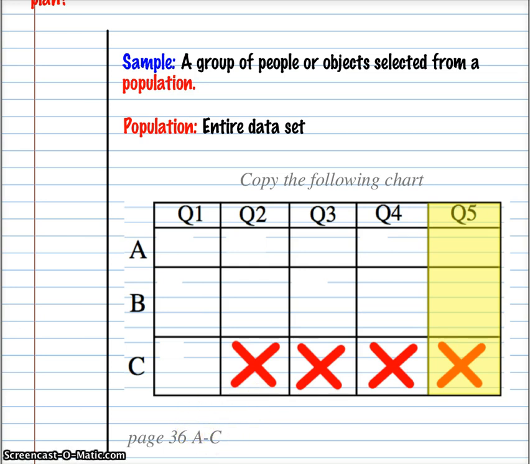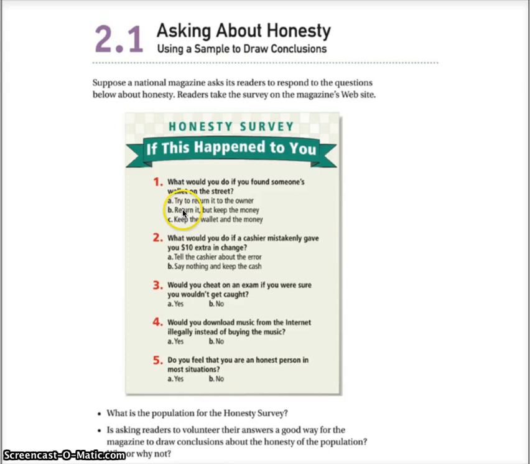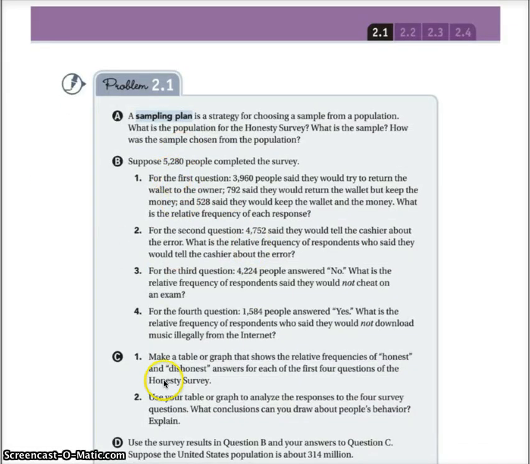Now these are questions 1, 2, 3, 4, and 5, and those questions are based on the honesty survey on page 35. A national magazine asks readers to respond to the questions below. They answer these questions and they respond. Then they give you the results. These are the results. Here's A, B, and C.